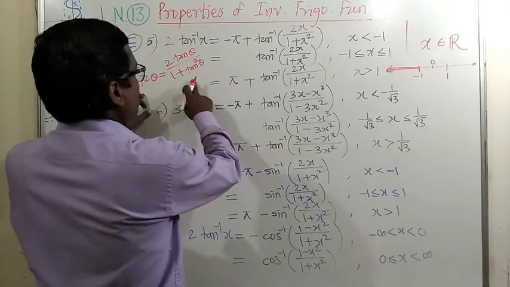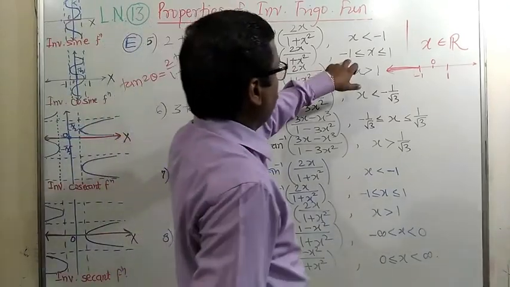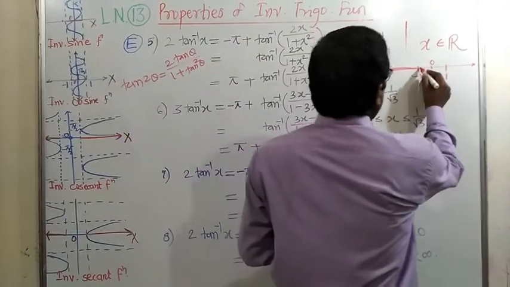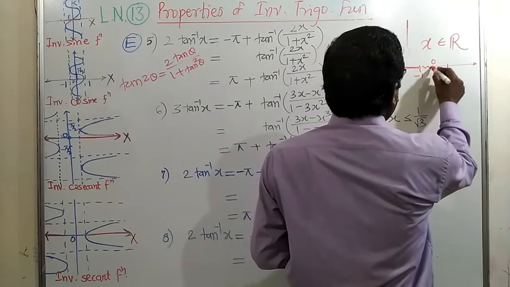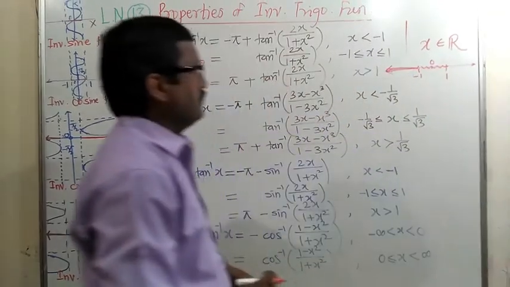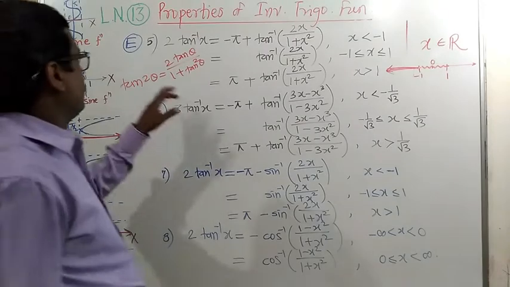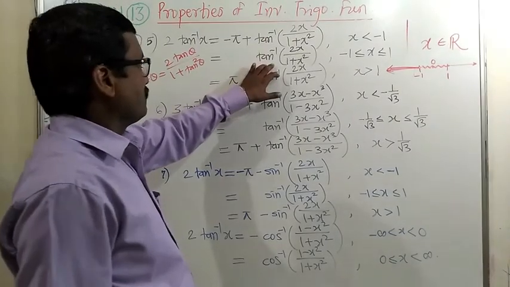But use the same formula directly for this interval when x belongs to minus 1 to plus 1. Whenever x is minus 1 to plus 1, then we can use the formula tan inverse of 2x upon 1 minus x square.